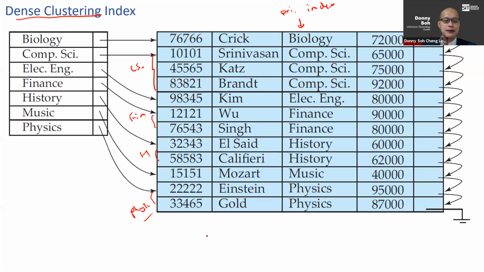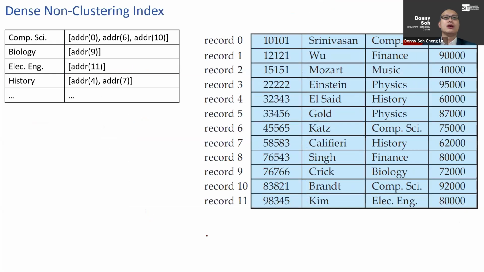The next kind of index is the dense non-clustering index. This is something that I think I pointed out a little bit earlier, whereby every single record has a pointer. This points to this, this points to this, this points to this.